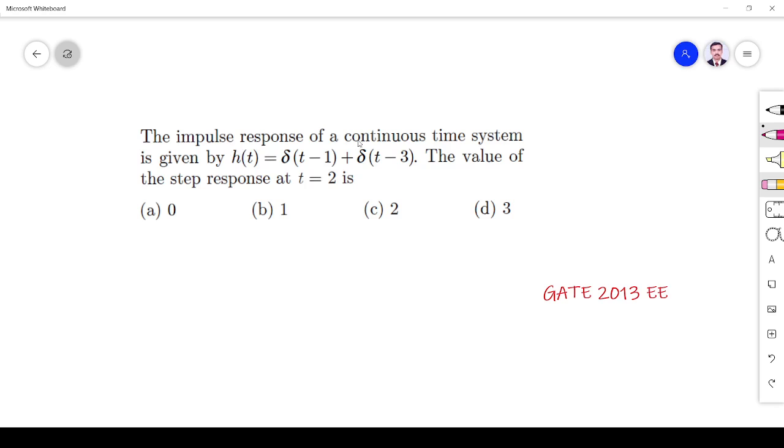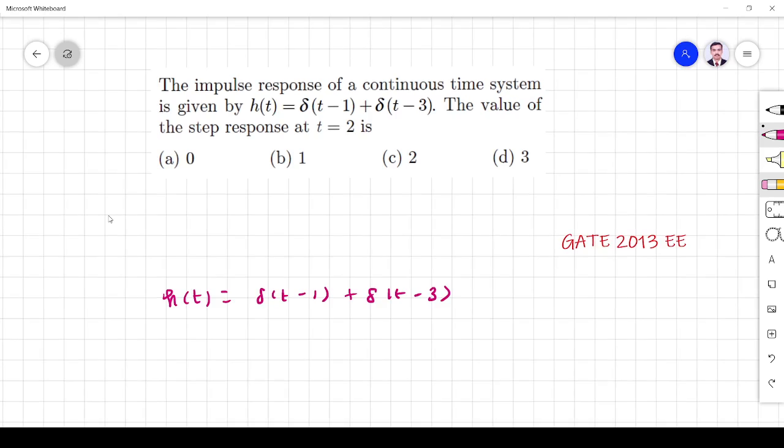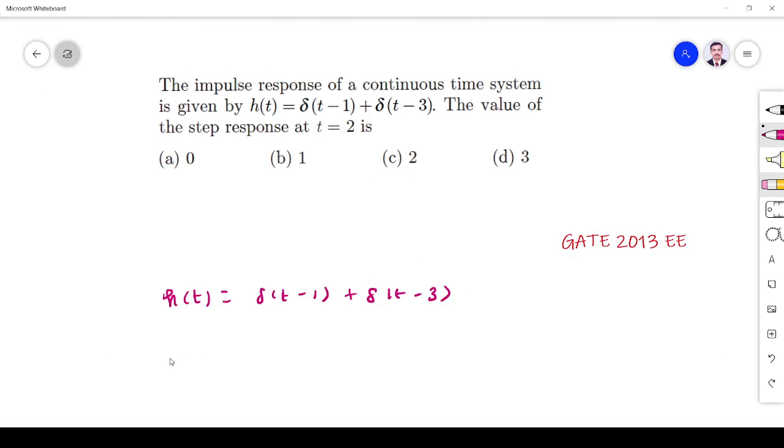The question is: the impulse response of a continuous time system is given by h(t) = δ(t − 1) + δ(t − 3). What is the step response at t = 2? So they ask the step response at t = 2.